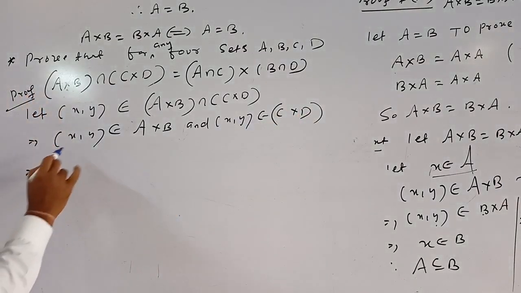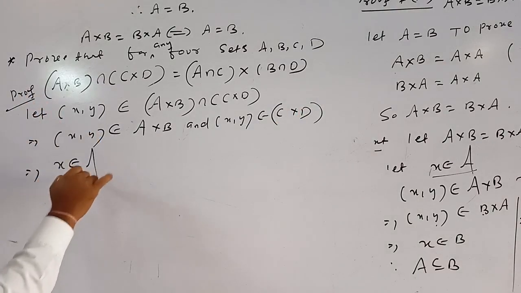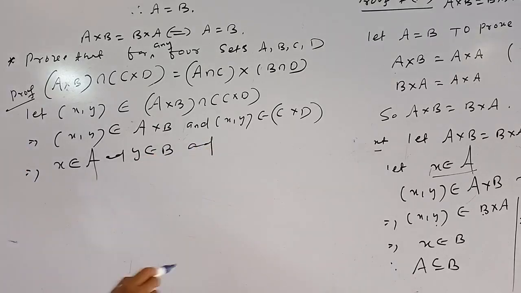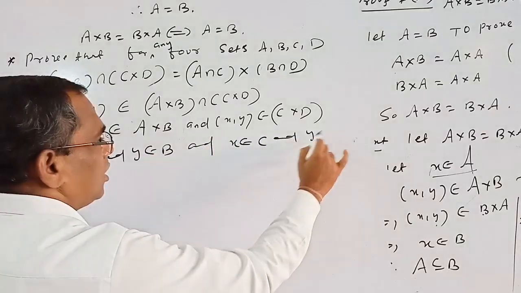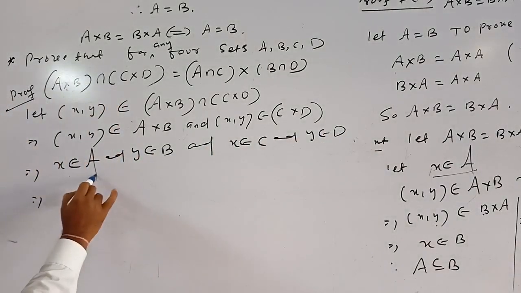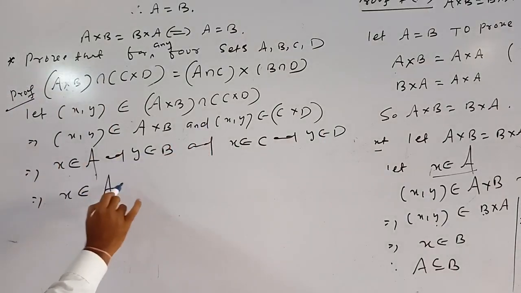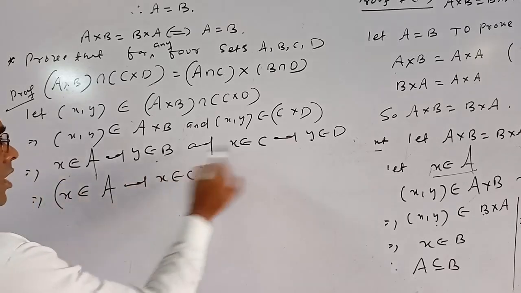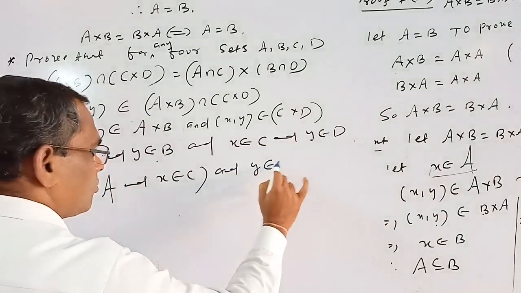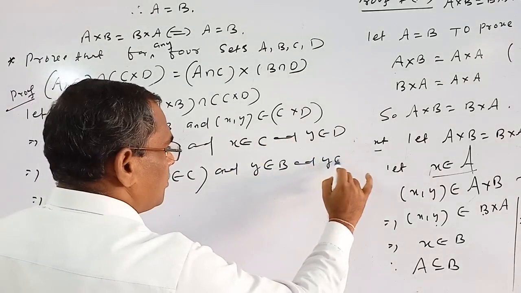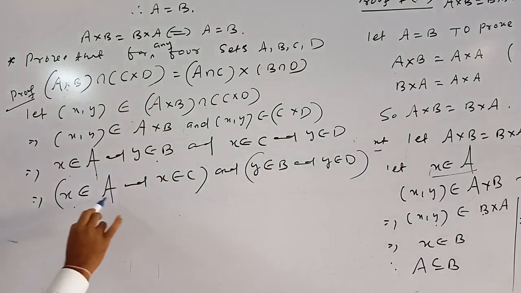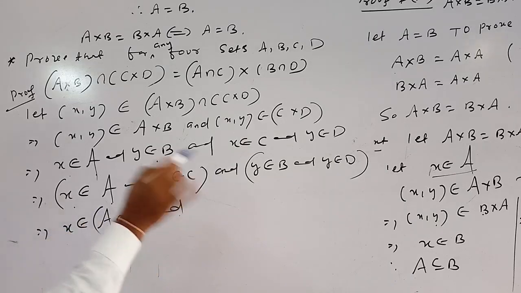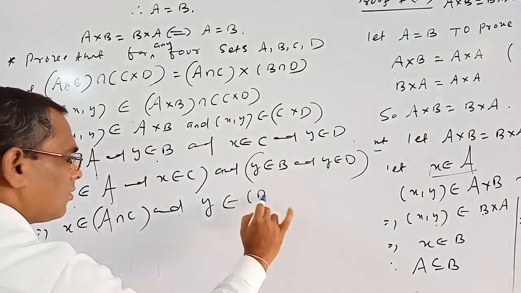Okay, that implies the ordered pair (x, y) belongs to A × B means x belongs to A and y belongs to B, and the ordered pair (x, y) belongs to C × D means x belongs to C and y belongs to D. Here x belongs to A and x belongs to C, and y belongs to B and y belongs to D. So x belongs to A and x belongs to C means x belongs to A ∩ C, and y belongs to B and y belongs to D means y belongs to B ∩ D.